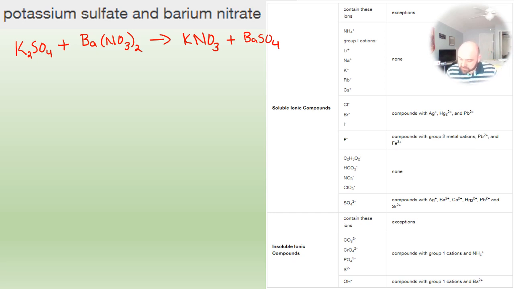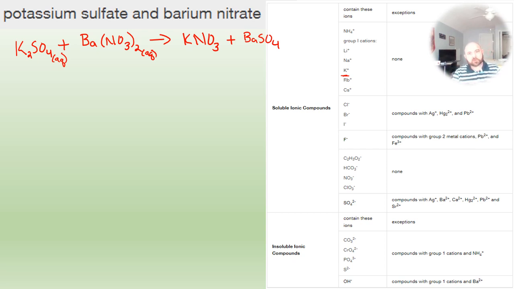So potassium sulfate: if I look through my solubility table here, first thing I see is potassium. Potassium is part of the soluble compound list without any exceptions. So that will be able to dissolve in water. That's an aqueous solution. If I look down my list to determine whether barium nitrate is soluble or not, I don't see any bariums right off the bat. I do see the nitrate group, and it says that nitrates are soluble ionic compounds without exception. So that can be dissolved into aqueous solution.